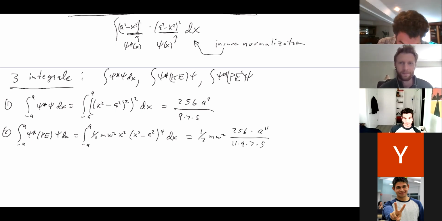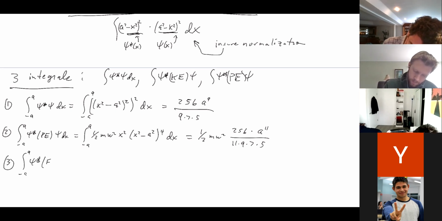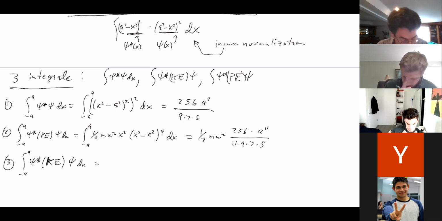Okay, now let's do the last one, number 3. This is going to be the kinetic energy integral, psi star of x bumping up against the kinetic energy operator, which is operating on psi of x. And so that's going to be this, negative a to a.